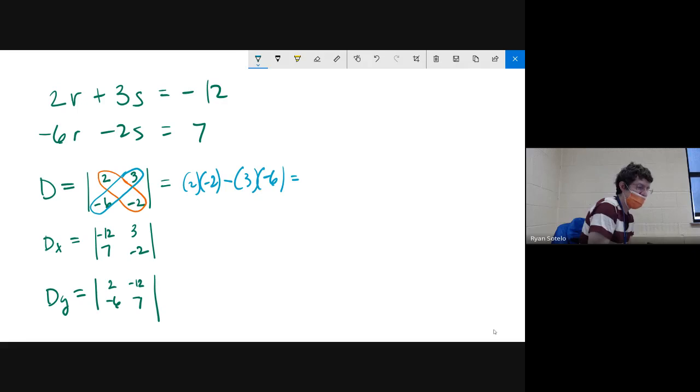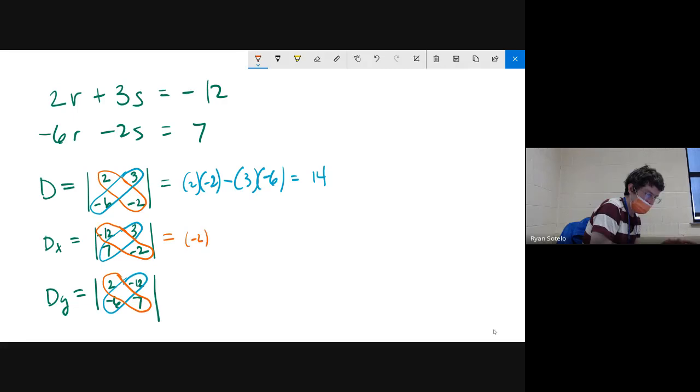So what did I say? Negative 4 plus 18. So is that 14? All right, now I'll just do these so that they're there. So I will get negative 12 times negative 2. That makes 24. And 3 goes to 7. So positive 24 minus 21. So that should be 3.